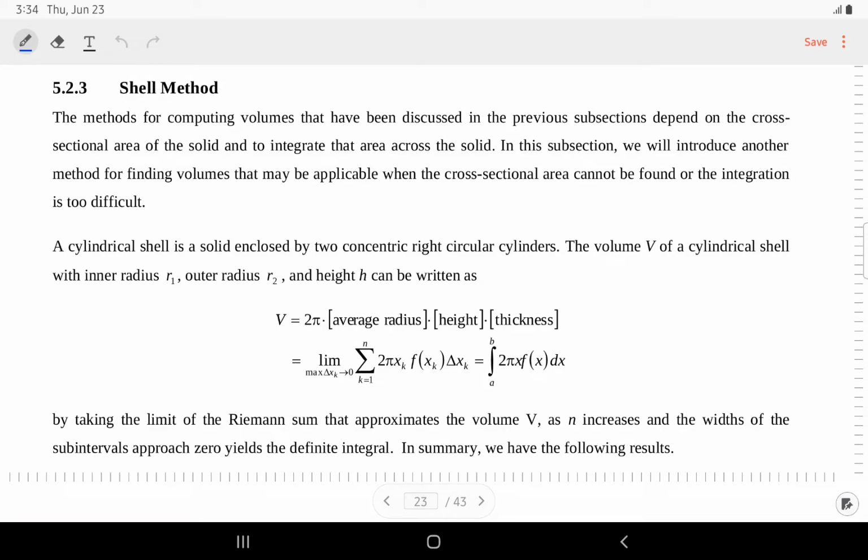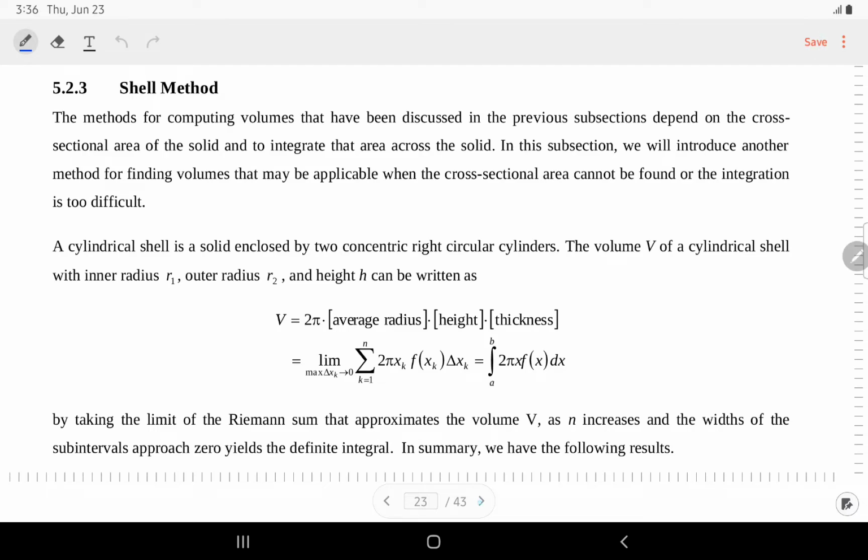Okay, this is the last subtopic for the last chapter. Subtopic 5.2. We are still discussing methods to find the volume of revolution. In the previous week we discussed two methods, namely the disk method and the washer method. This week we are going to discuss another method to find the volume of a solid, which is the shell method.